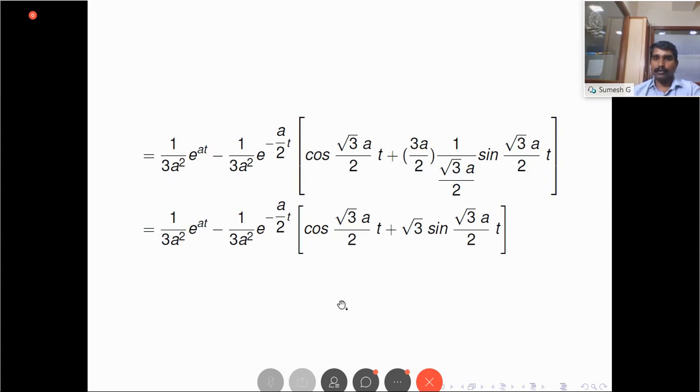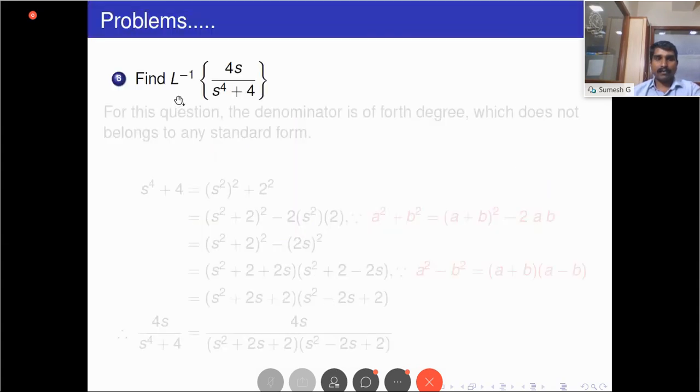Now moving on to the next problem. Find the inverse Laplace transform of 4s divided by s raised to 4 plus 4. In this case also, first consider the denominator, s raised to 4 plus 4. It is of fourth degree. If the degree of the denominator is 3 or more, we have to apply some other method to factorize the corresponding term.